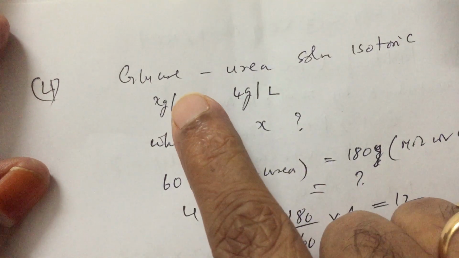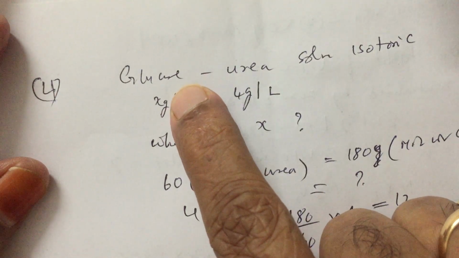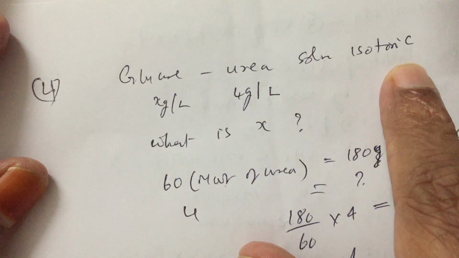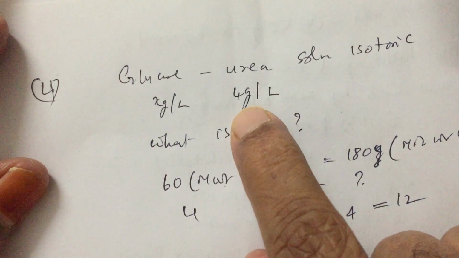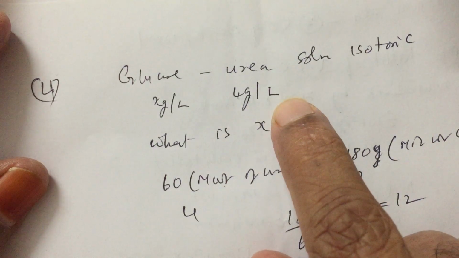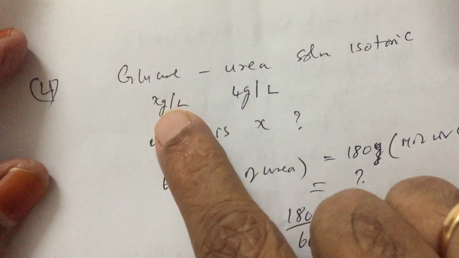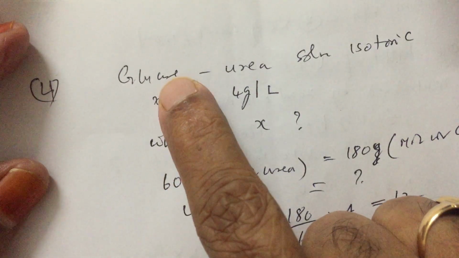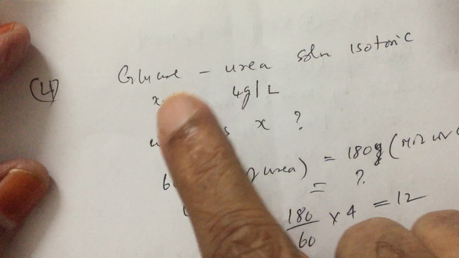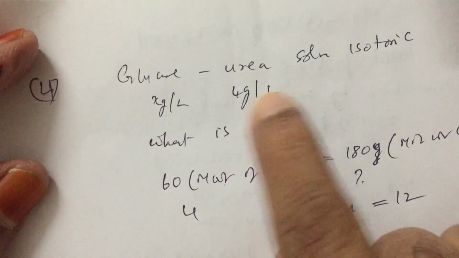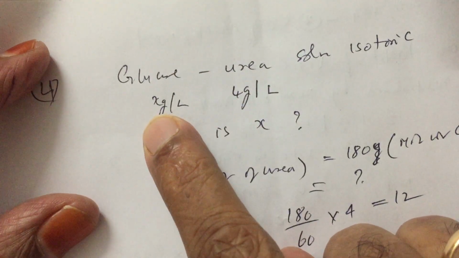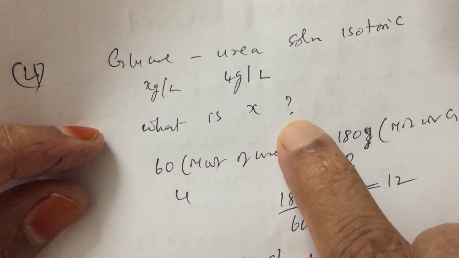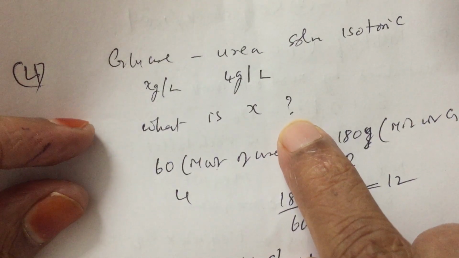Look at this. They have taken a glucose solution and a urea solution as isotonic solutions. Now, they dissolved 4 grams per liter of urea that exerted the same osmotic pressure as a solution that has X grams per liter of glucose, because they are isotonic, so osmotic pressures are the same. Now, what is the X value? Notice that isotonic solutions are solutions which have the same concentration or the same number of moles.